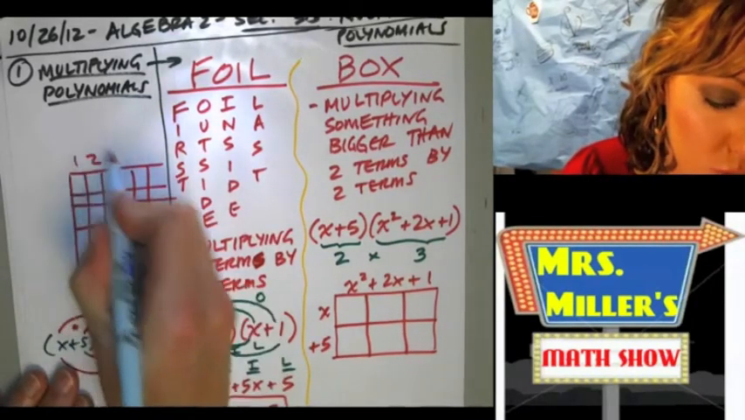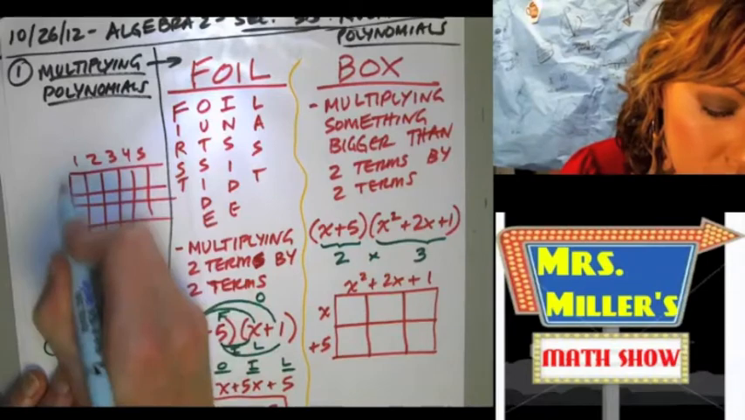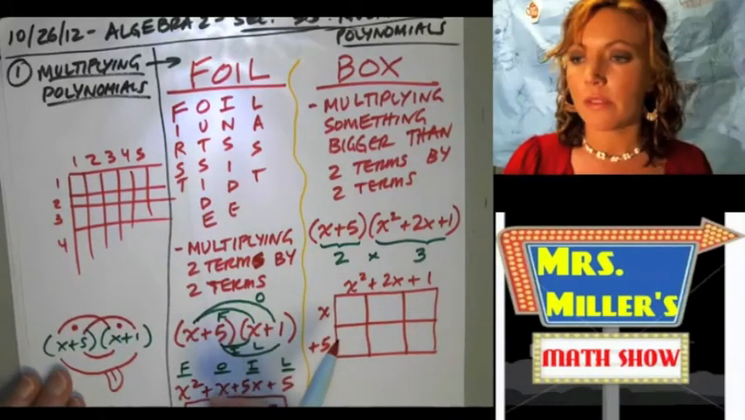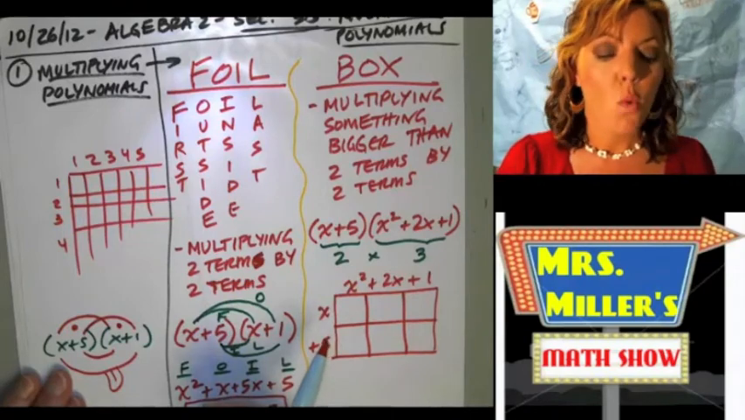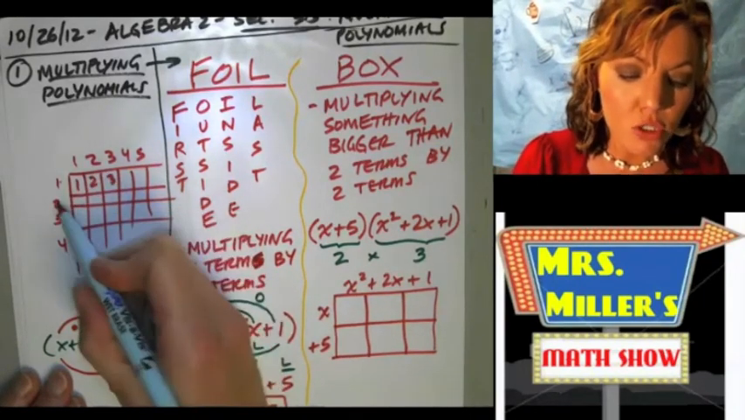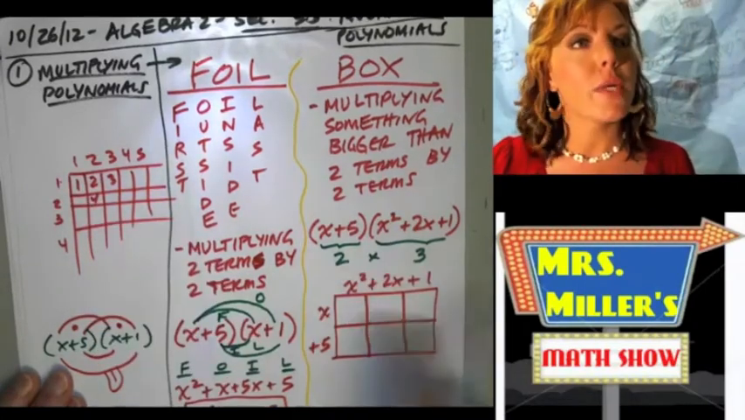1, 2, 3. What am I drawing up here? A multiplication table. How does a multiplication table work? 1 times 1 is 1. 1 times 2 is 2. 1 times 3 is 3. 2 times 2 is 4. That's what we're doing in this box.